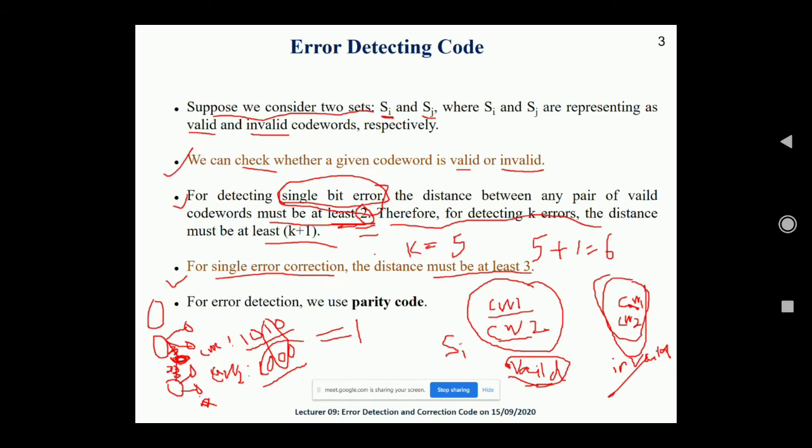Already, for detecting a single bit error, the distance is 2. So 2 plus 1, meaning that particular bit is already connected with the other code word, these two code words. For this one, suppose it is 1, and for this one, if it is also 1, then you can only detect the error, but we cannot correct the error. So either this one is 2 or that one is 2, and the other may be 1. For that reason, for single error correction, the distance must be at least 3.